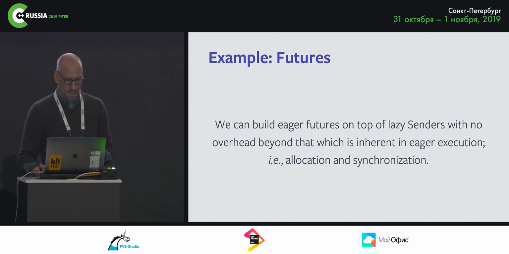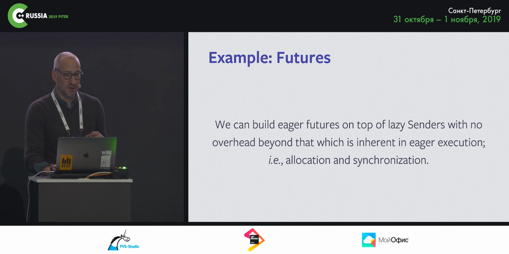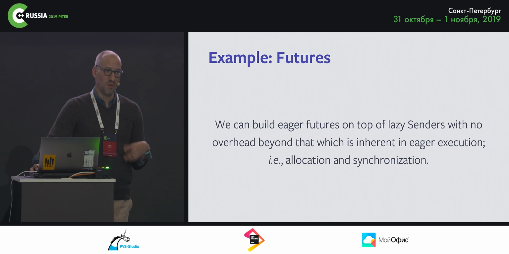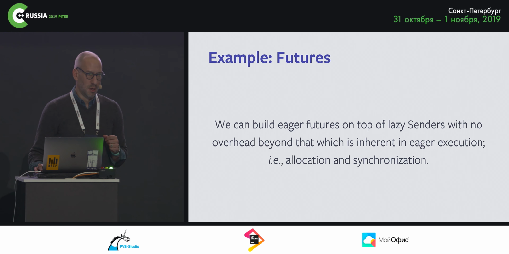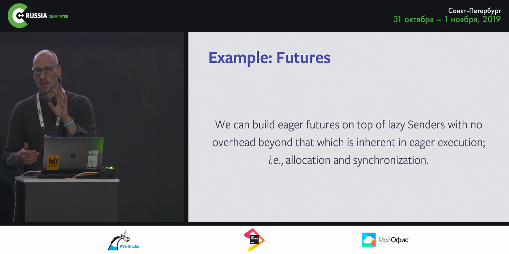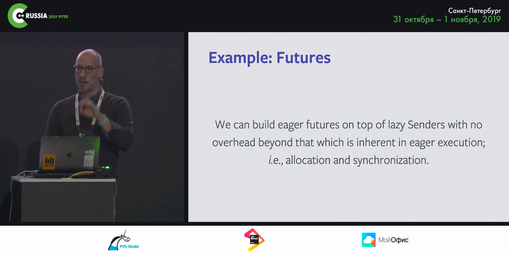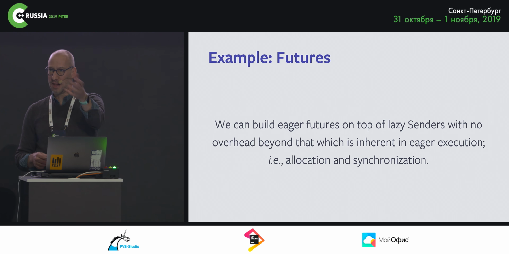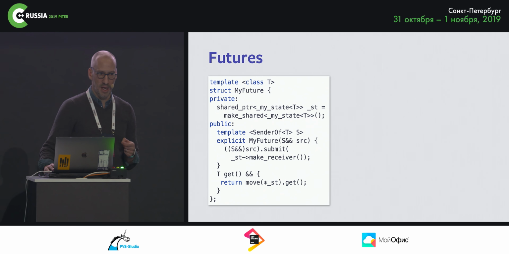Let's look at futures and promises. You can build eager futures on top of lazy senders with no overhead beyond that which is inherent in eager execution. So you shouldn't have to pay for allocation and synchronization unless you need it, unless you actually need a future that is a handle to work that started eagerly. At that point, you should pay for that allocation.